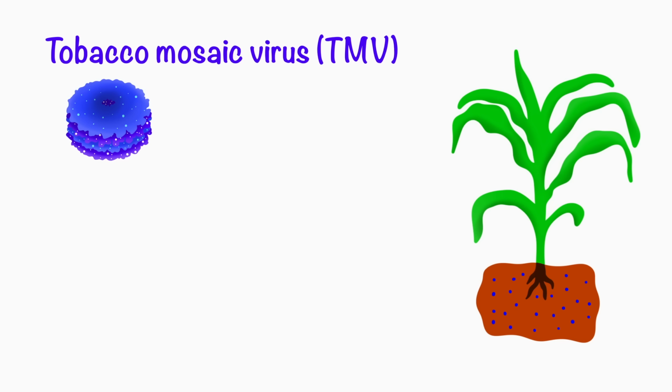Viruses don't just affect humans, they can infect plants too. Tobacco mosaic virus, which is also known as TMV, affects many plant species, including tomatoes. It causes a distinctive mottled pattern on the leaves where some areas appear discolored. This pattern gives the virus its name.